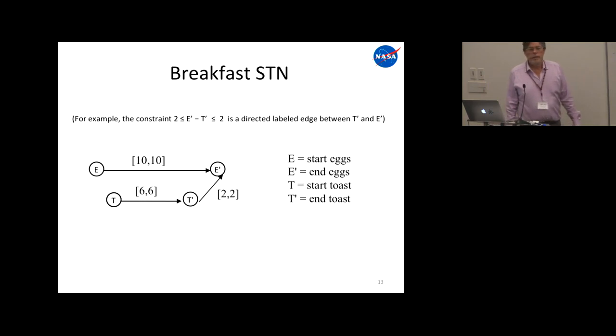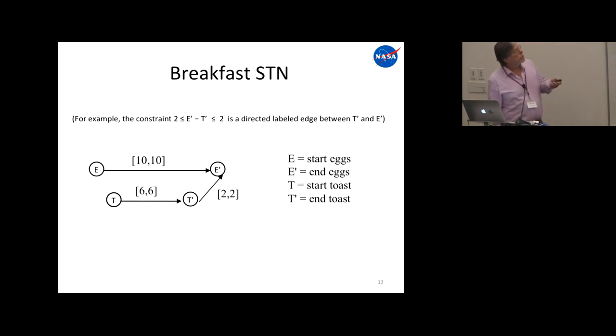Anything else? Eggs take 10 minutes, toast takes... Okay. The eggs take exactly 10 minutes. Toast takes exactly 6 minutes. That's a pretty weird toaster. That bread is going to be pretty black by the time it gets out. Let's say it's a slow toaster, okay? There are slow cookers out there, we have slow toasters.